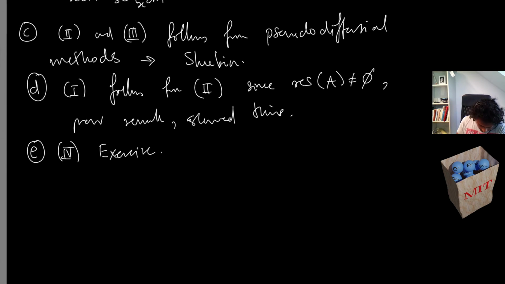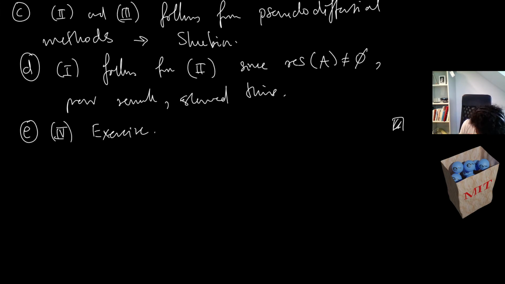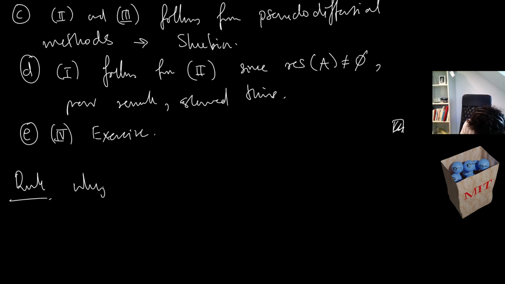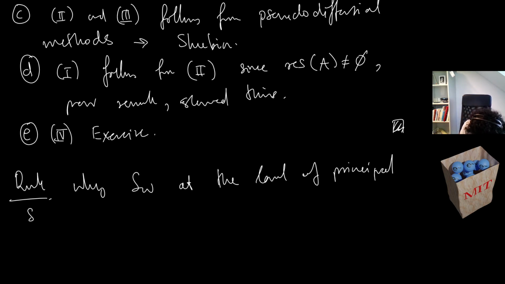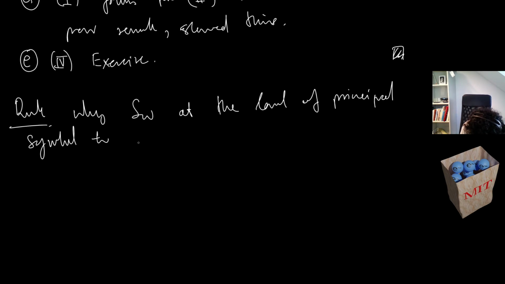Okay. So let me just now make a remark and draw a picture, right? So why do we go from S omega at the symbol level, at the level of principal symbol, to S omega union B_R(0) at the L2 level?